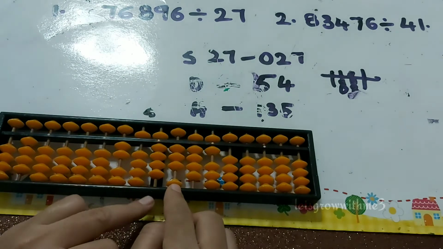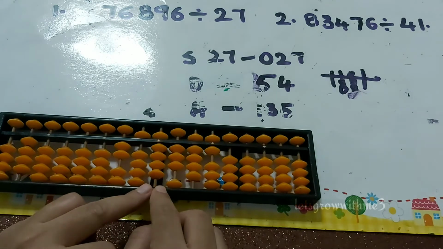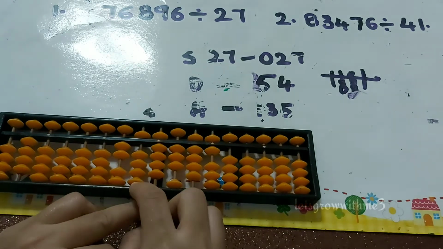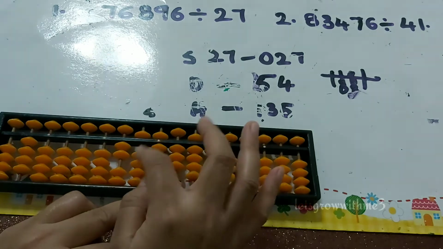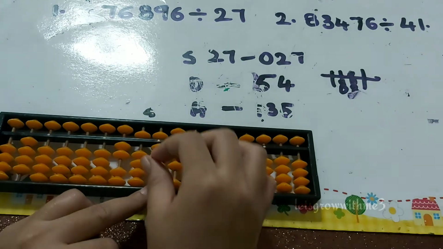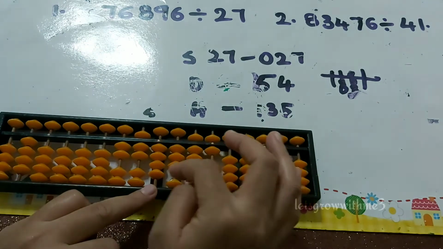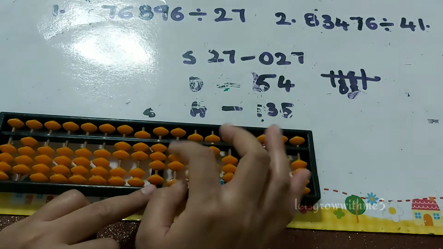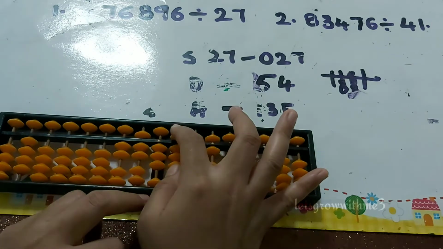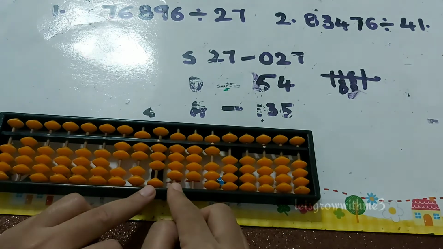Whatever remainder we got, 93, we can still divide by 27. So no need to change the quotient place, we can put the beads on the same rod here. 93 means 2 times. So 54, you have to remove 5, 4 here. How to remove 4 here? Minus 10 plus 6. Now the remainder is 39.